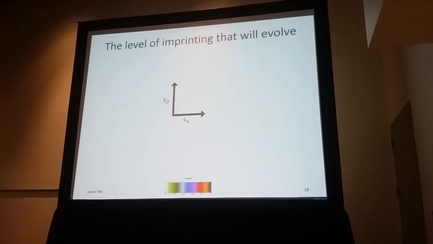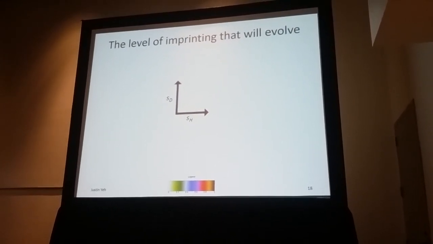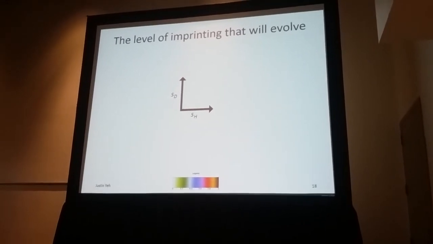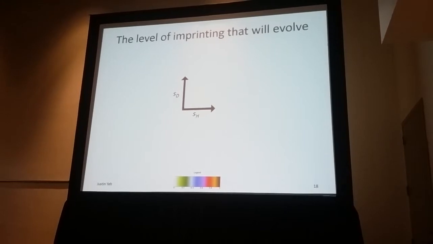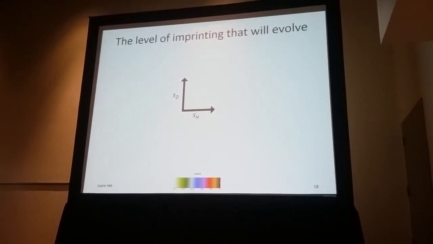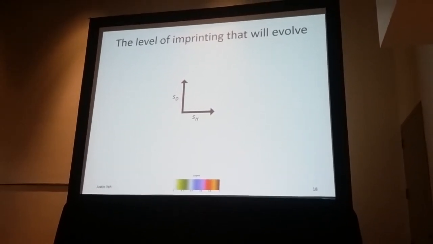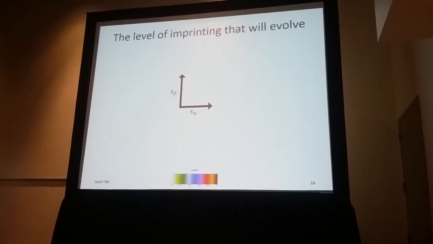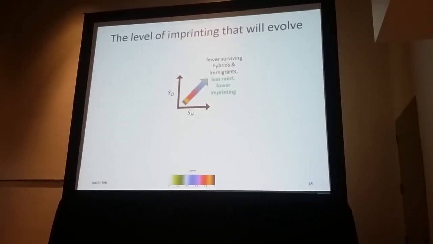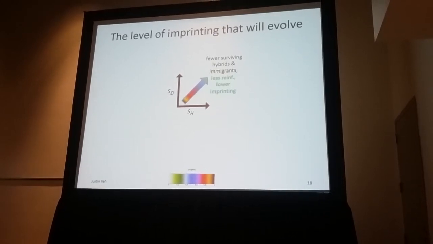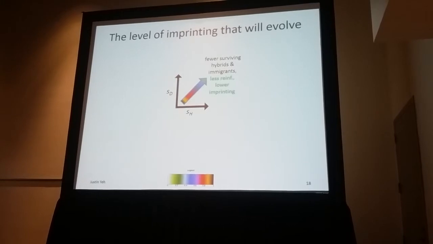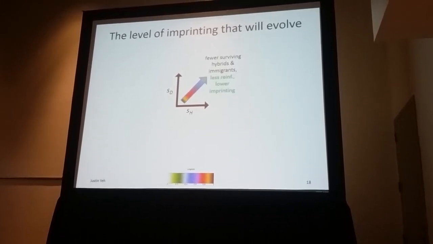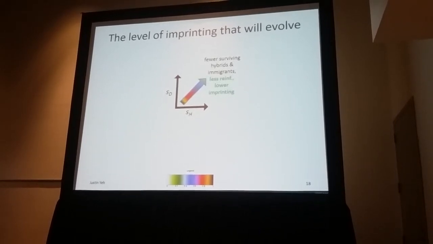So in a moment, I'm going to show you some graphs. The horizontal axis is selection against hybrids. The vertical axis is divergent selection, and the color indicates the level of imprinting that will evolve. So that is the location of that stable strategy. There are 4 patterns observed, and the first thing is that towards the top right, where selection coefficients are high, because there are fewer surviving hybrids and immigrants around due to strong selection, there will be less risk of hybridization, so less reinforcement, and therefore lower imprinting will evolve.